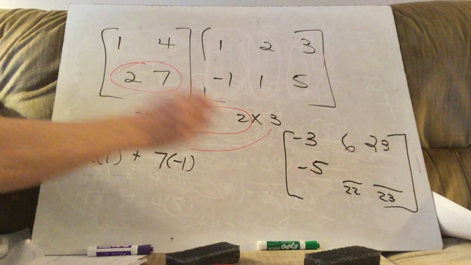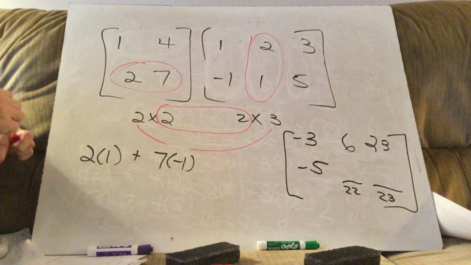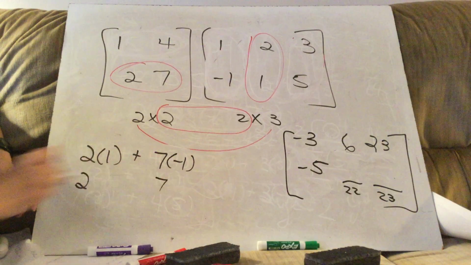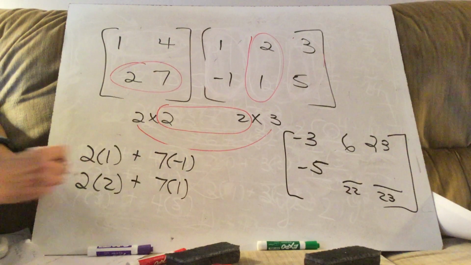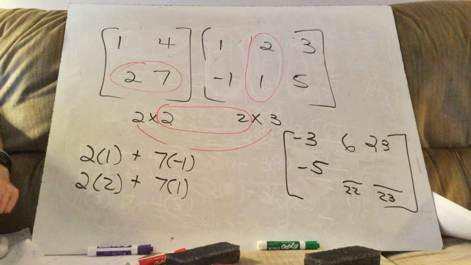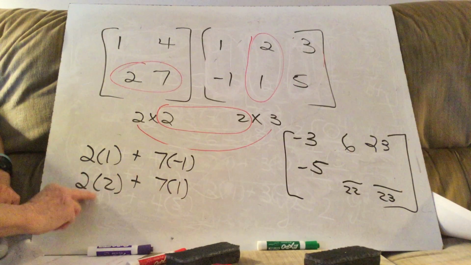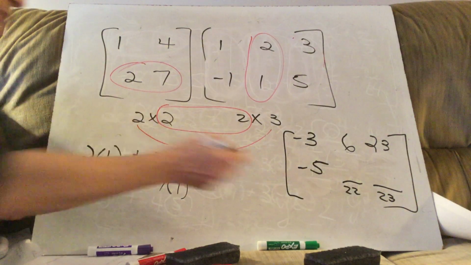Now I'm moving over, still second row, but now second column. So I still have my 2 and my 7, but now I have my 2 and my 1. So I have 4 and 7, 2 times 2, 7 times 1, 4 plus 7, so that is going to be 11.